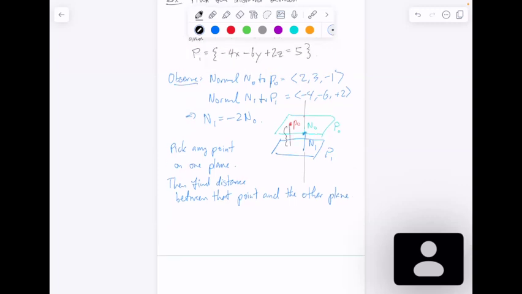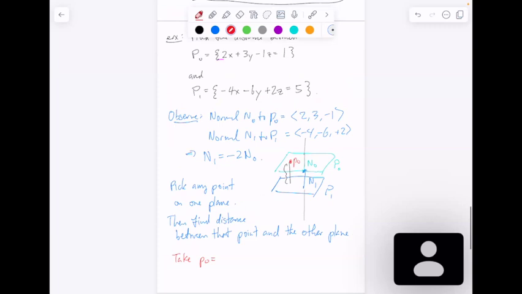Okay, so to find the distance between this and the other plane, you just have to find a point P0. So what could P0 be in this case? Remember our equations are this and that. Does someone want to volunteer a point on the first plane?